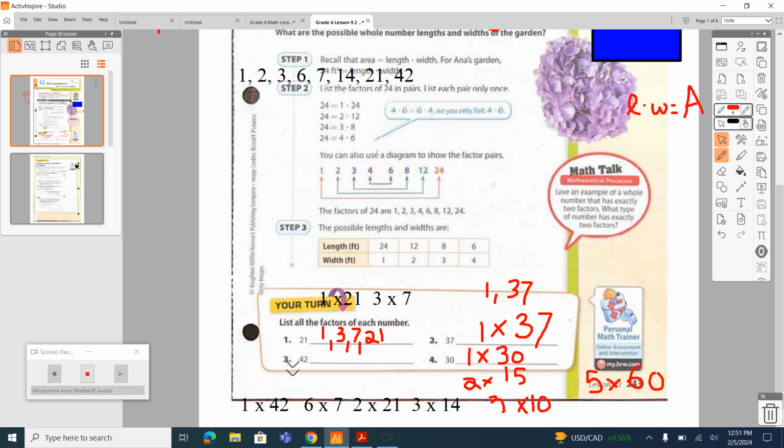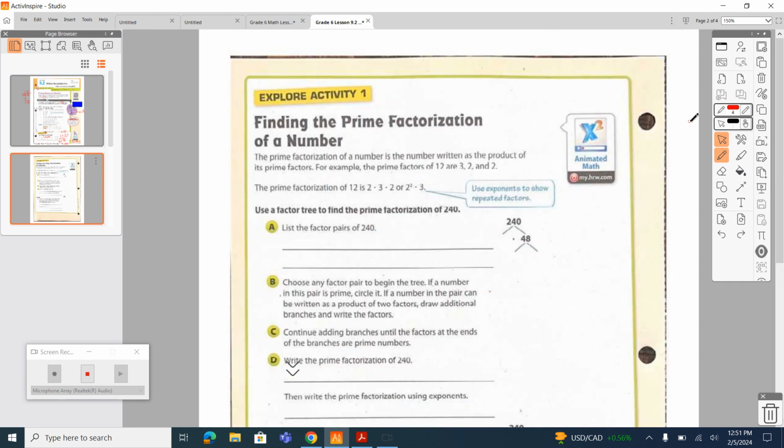And ultimately, we want to be able to do this because we want to be able to find the prime factorization. The prime factorization of a number is the number written as a product of its prime factors. So it's all of the numbers, you can think of them like their simplest form, that are prime. And as we go through, this will make some sense. So list all the factor pairs of 240. And they first said that one of the factors is something times 48. I've got to tell you, this is not the way I would start it. Later on, they're going to ask us to do it a different way.